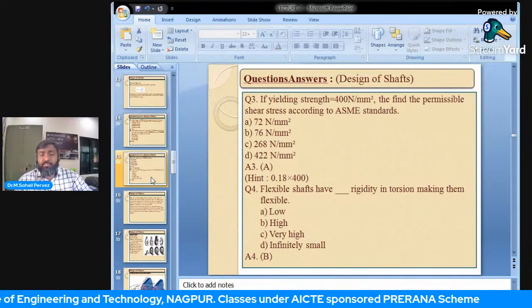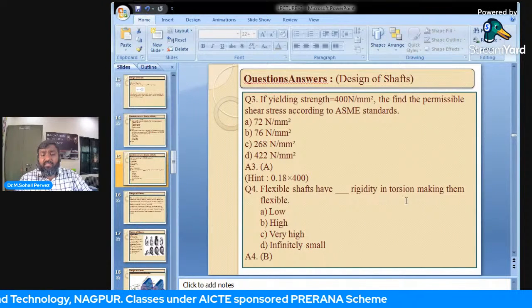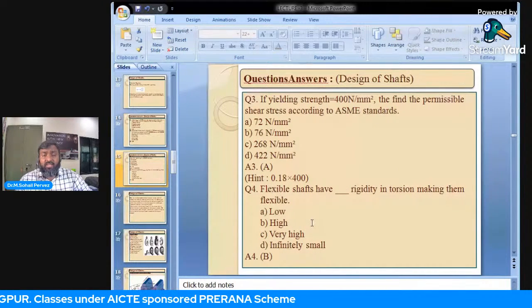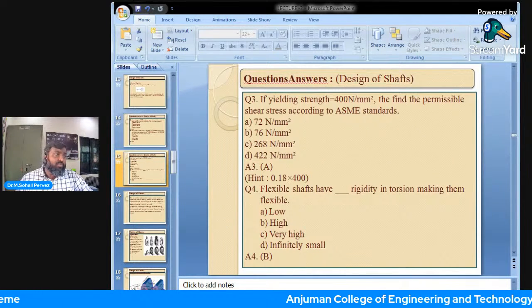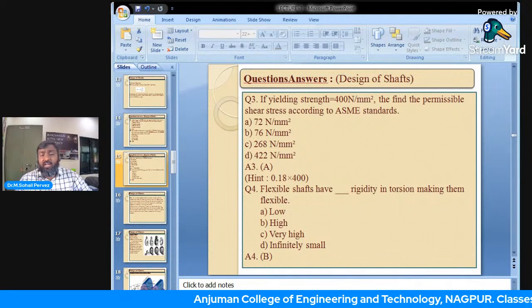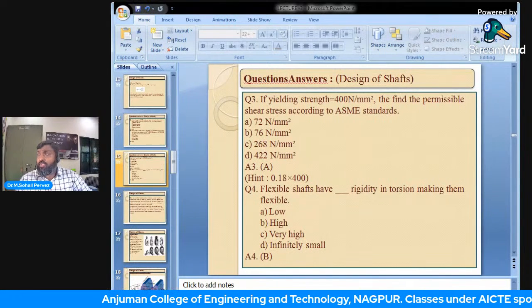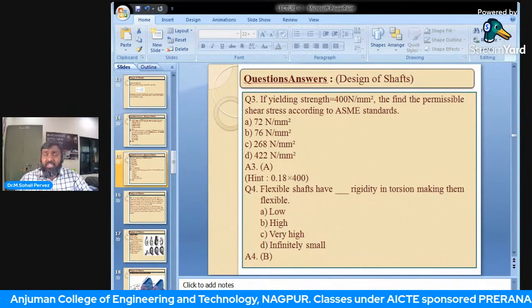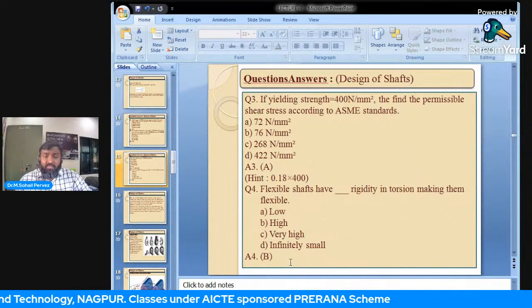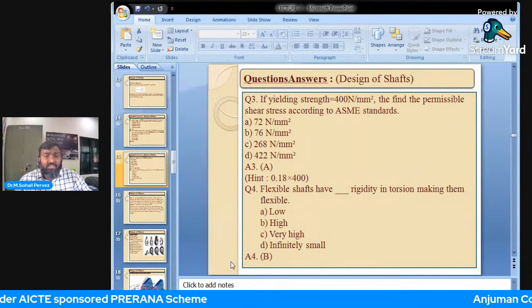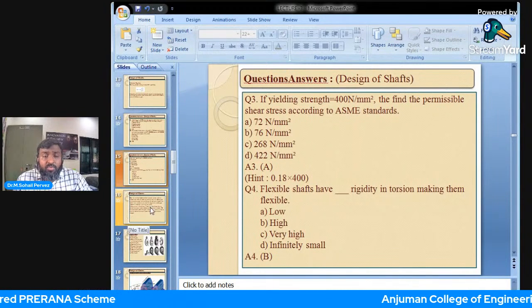Okay, flexible shafts have high rigidity in torsion, making them flexible. You might have heard the basic concept of flexibility of shafts in the dynamics of machines, wherein we have discussed flexible shafts in use.